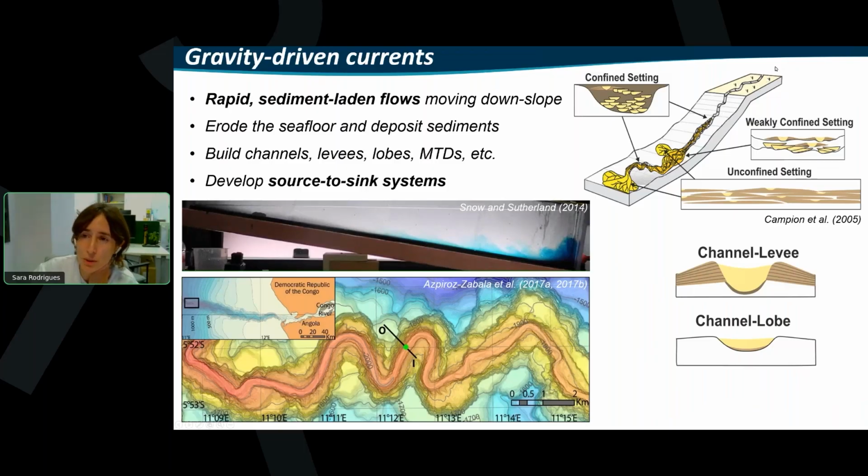So it has a point of entry. For example, it could be a river, such as the case shown here in the Congo Fan example from colleagues from Aspiros Azabala. You have the river of the Congo, which provides a lot of the sediment through the Congo Channel, the Congo Canyon, and then it deposits fans later on.